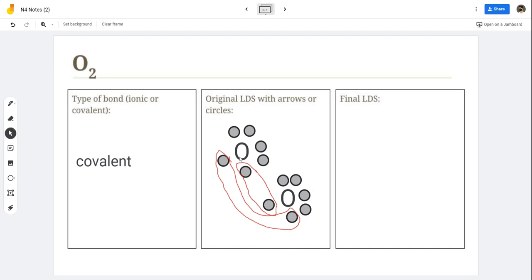And then what we need to do in our final drawing is replace those red circles with lines. So because I have two circles that are connecting these oxygen atoms, I'm going to have two lines in my final Lewis dot structure. And then any electrons that aren't inside of a red circle, we're going to show on the atom that they're on. So each oxygen atom has four. They're like this. And that's your final Lewis dot structure for there.